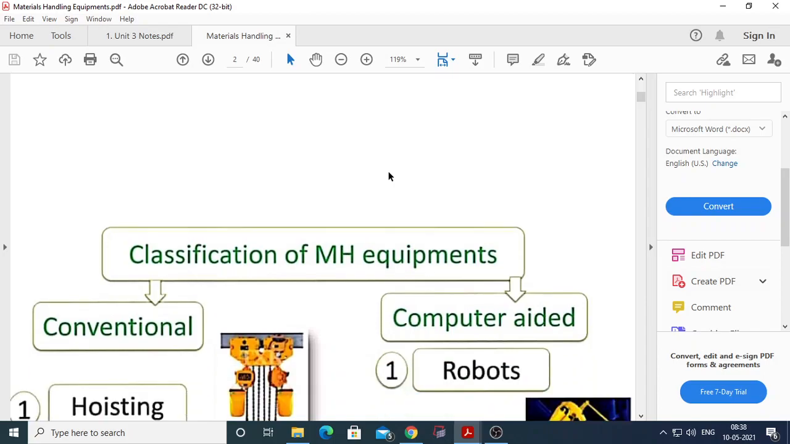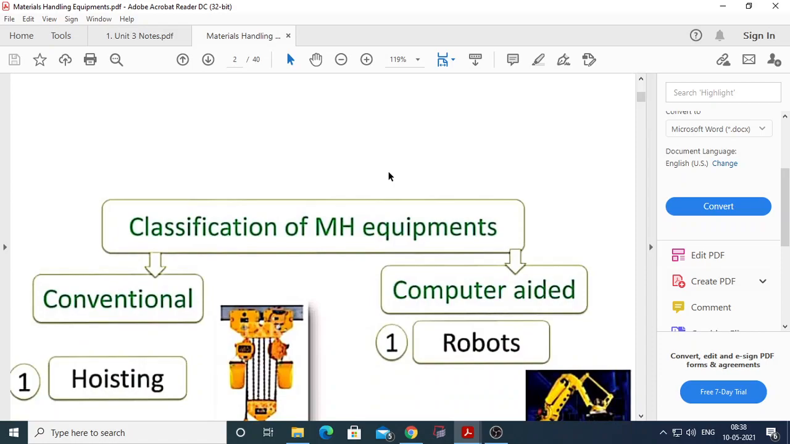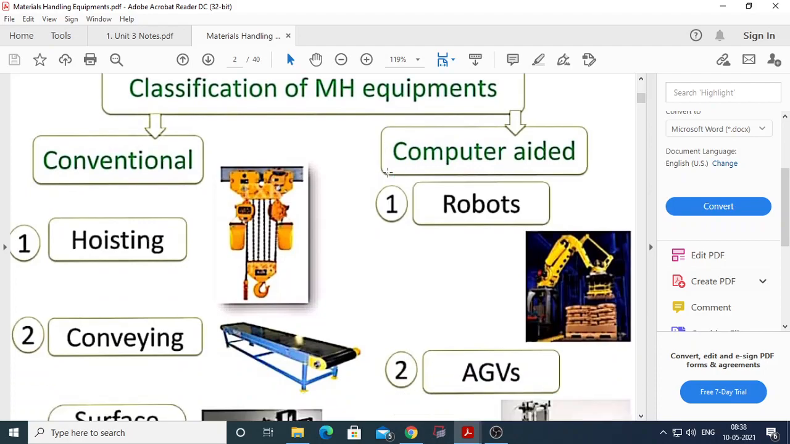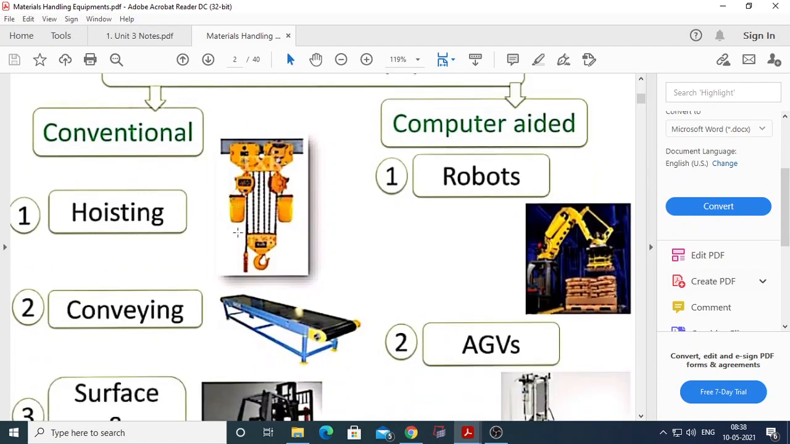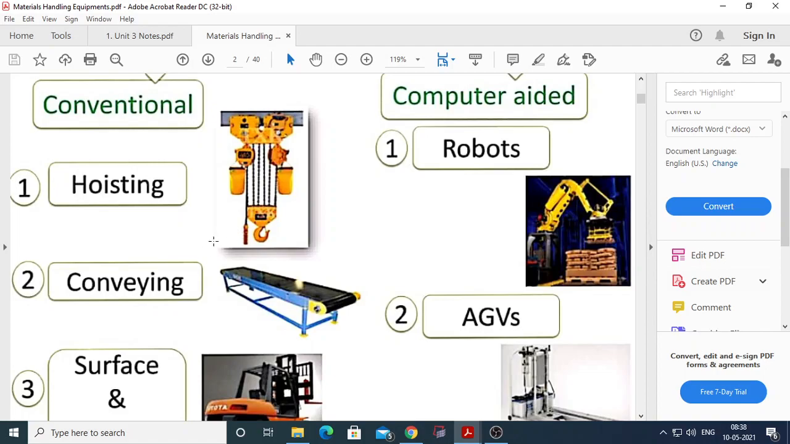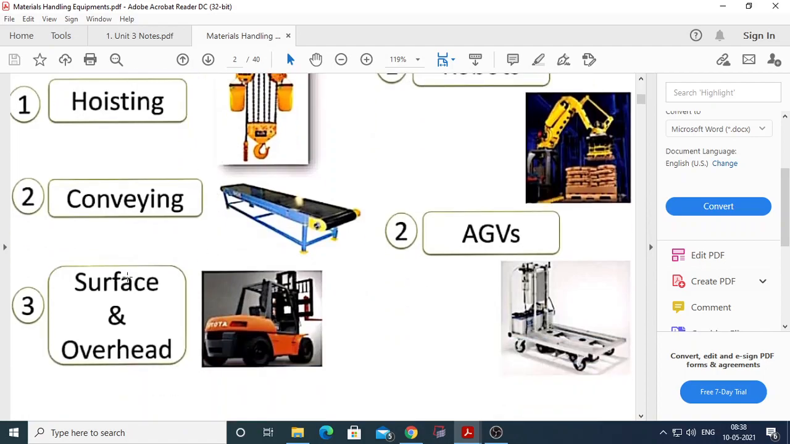Next, we'll see the details of the classification of material handling equipment. There are three groups. We'll see the details. First is hoisting equipment, the hoist. Second is conveying equipment, and third is surface and overhead equipment.